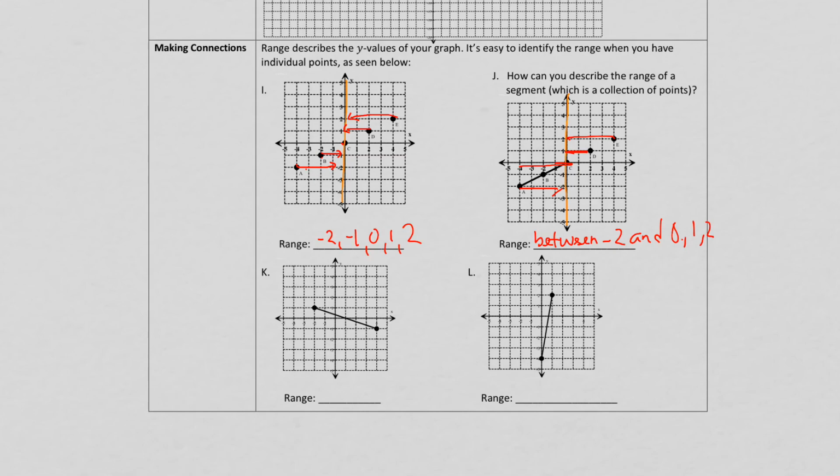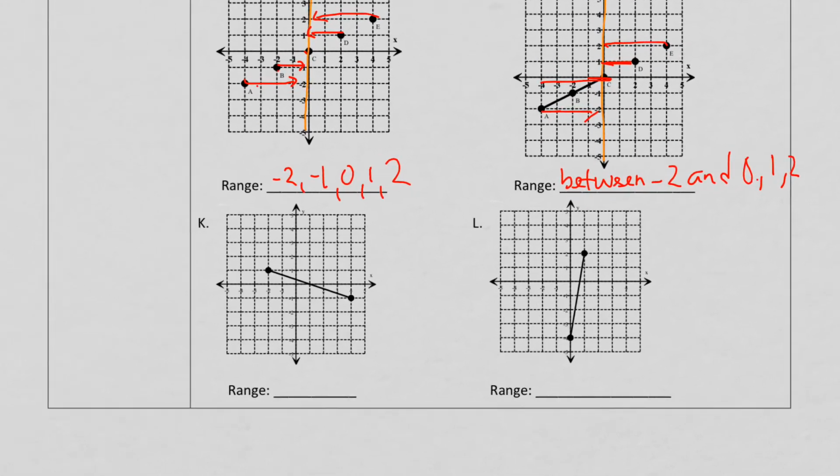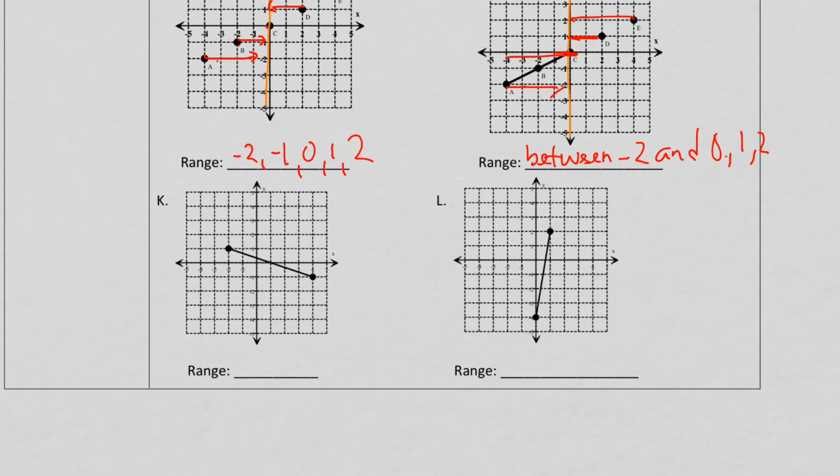Okay, so for example K, I'm going to zoom in a little bit more. The lowest point of this graph is going to be right here. That's my lowest point right there. And it falls on the y-axis on -1. So my range is between -1 and the highest point of this segment is right here, which falls on positive 1. So my range is between negative 1 and positive 1.